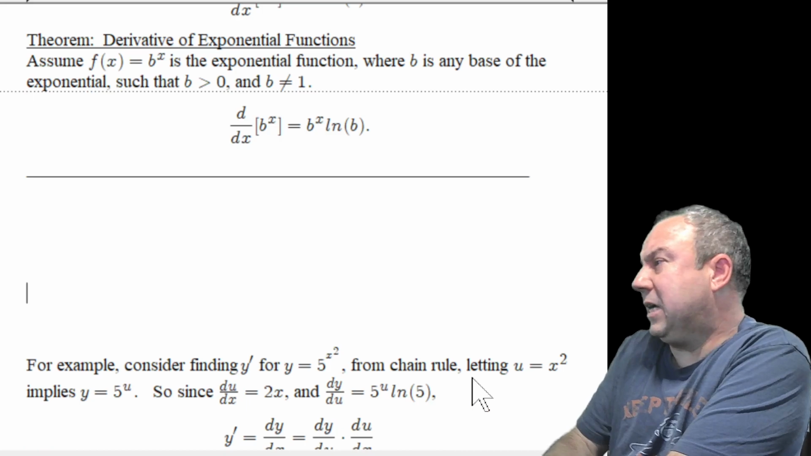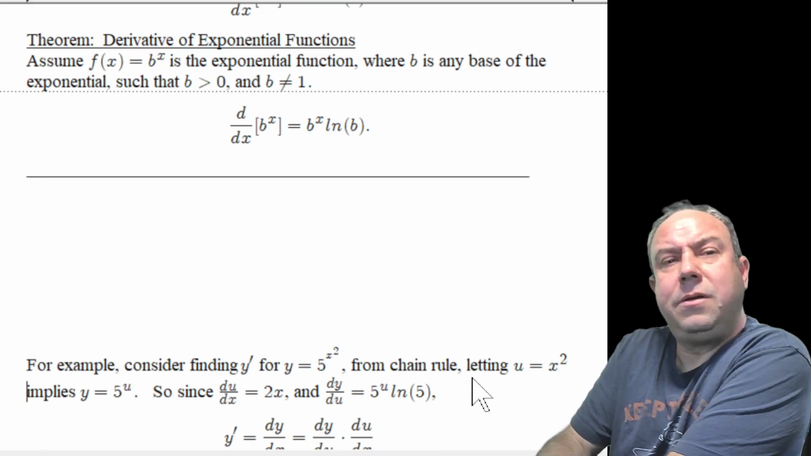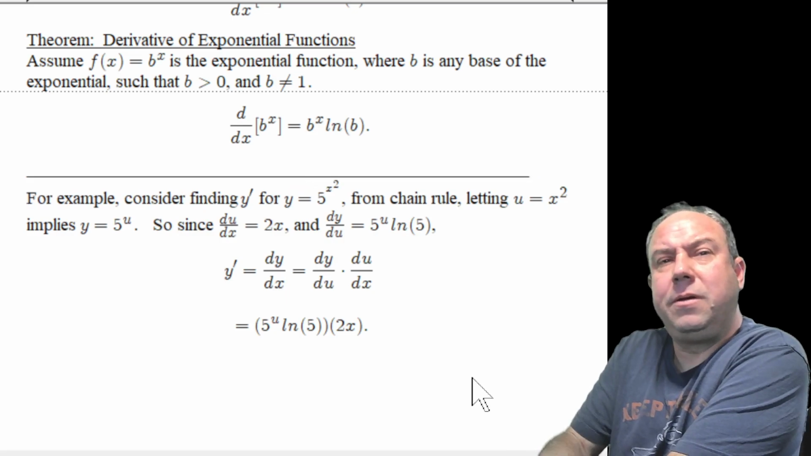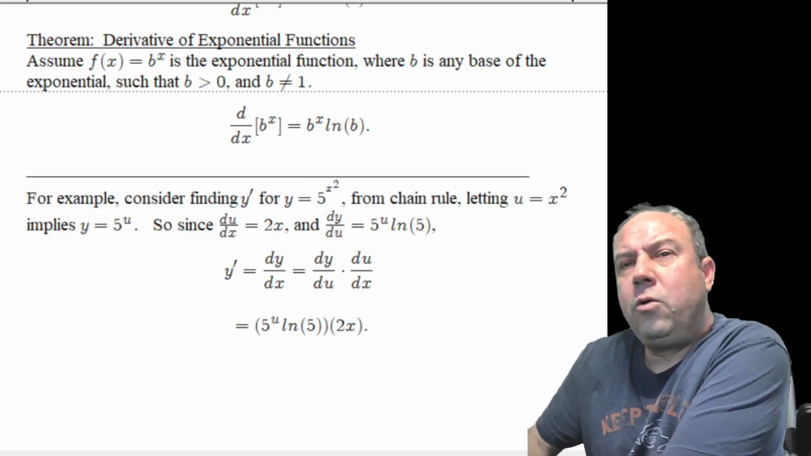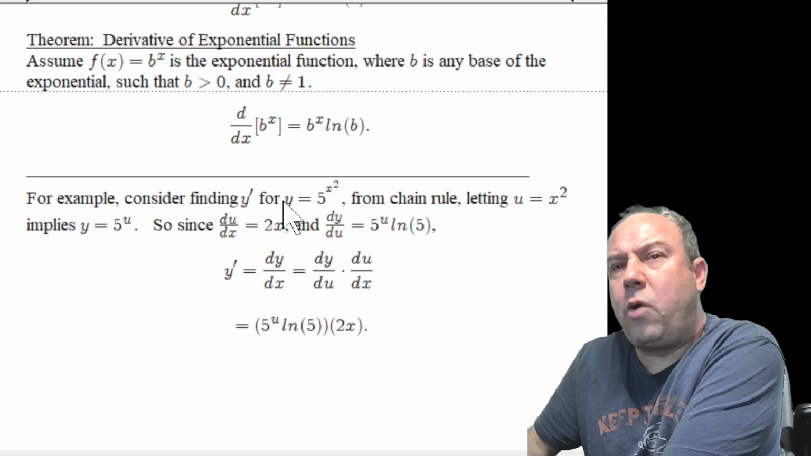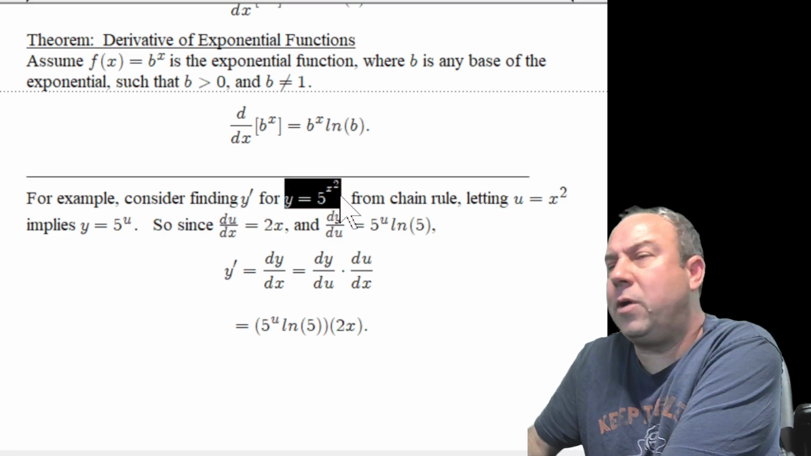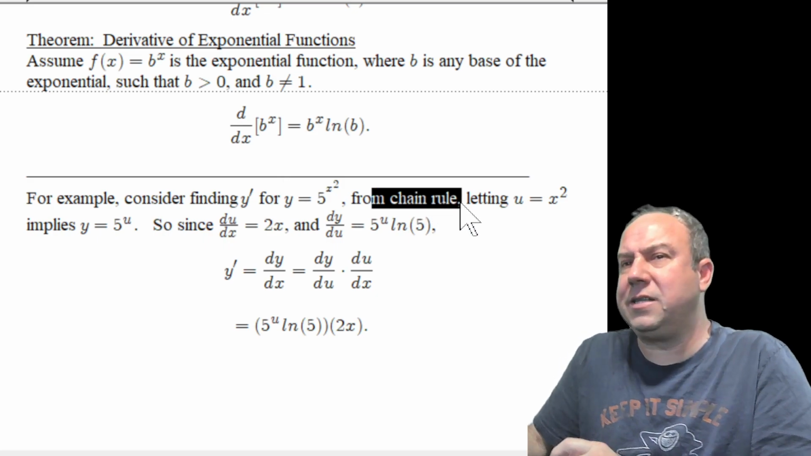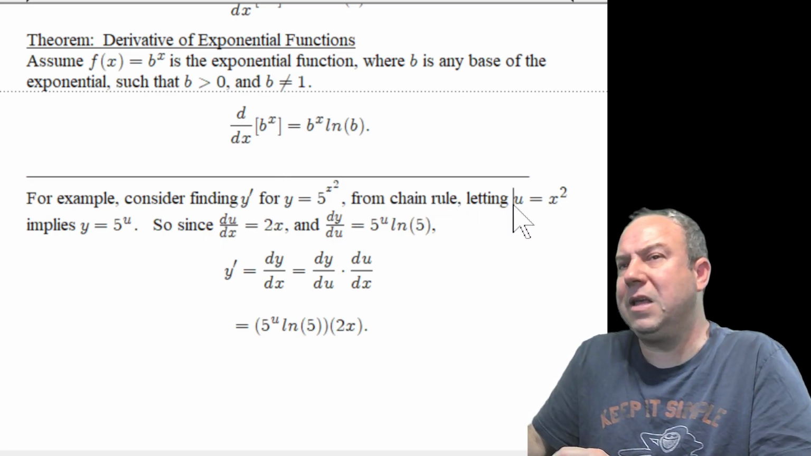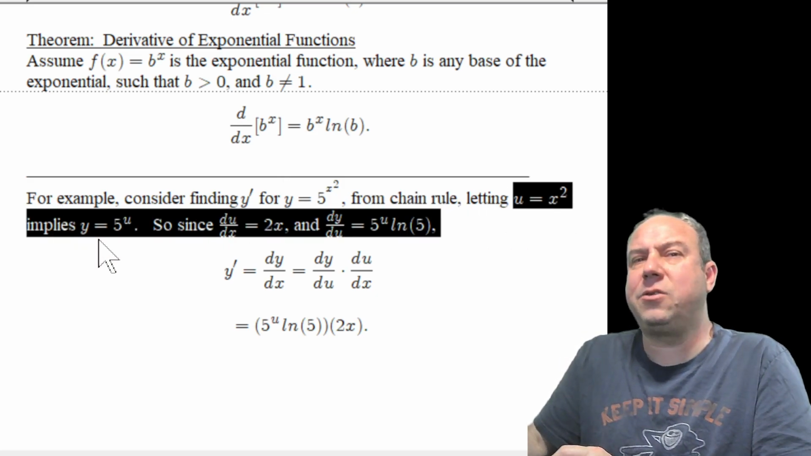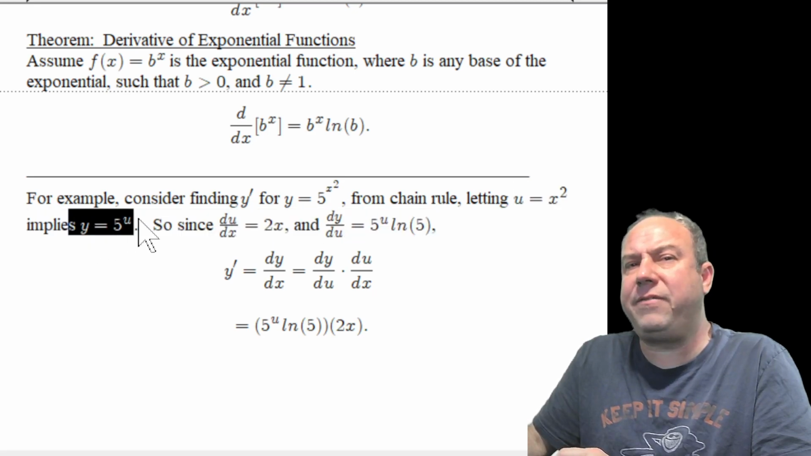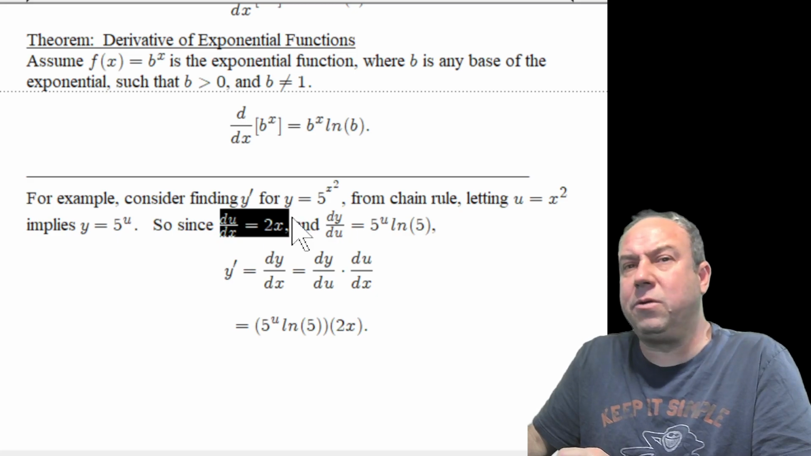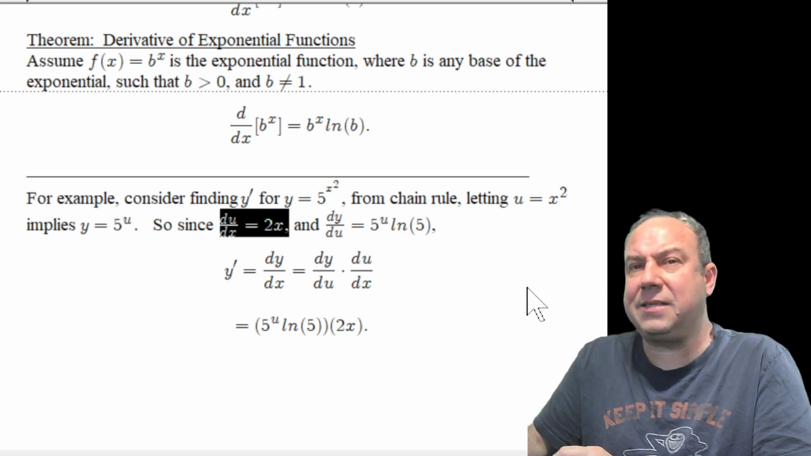If we look at a quick example, and we'll finish with this example. We might consider finding y prime for y equals 5 raised to the x squared power. Well, here's a little chain rule in this example. I could let u equal that x squared, and y would then equal 5 to the uth power. And du dx would then be equal to 2 times x.